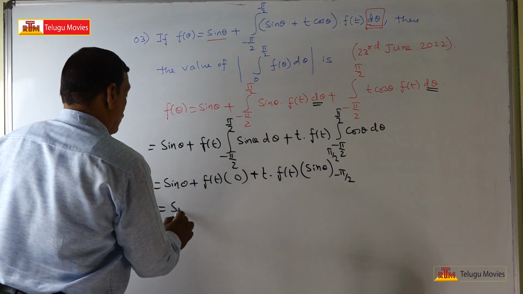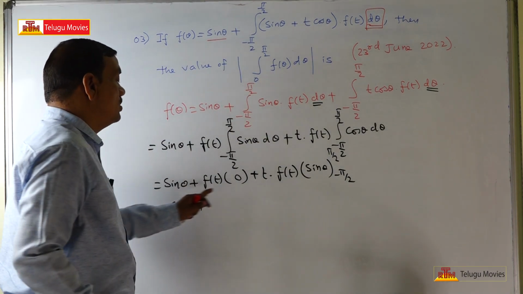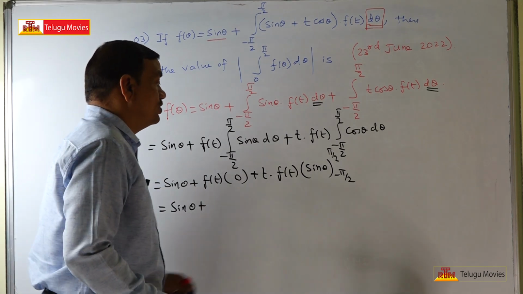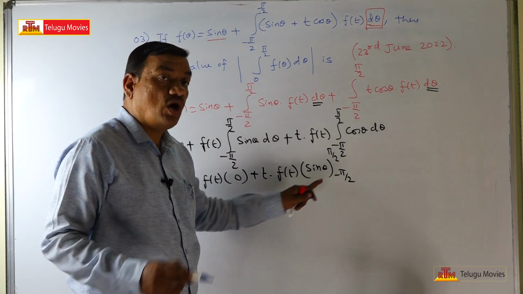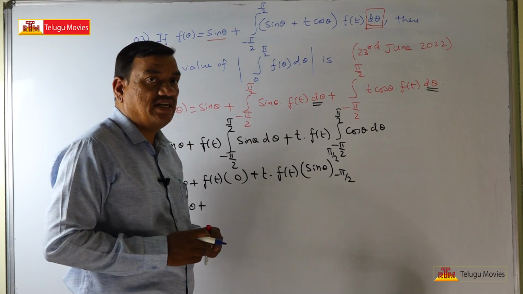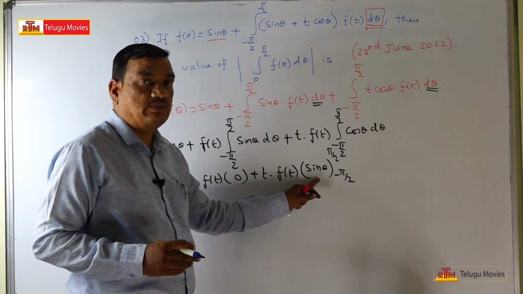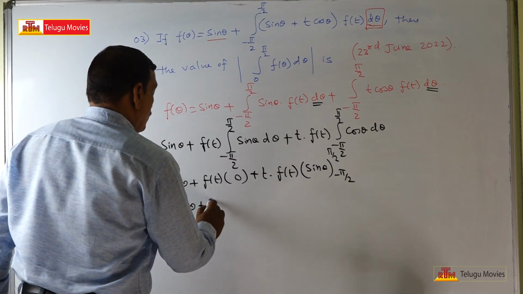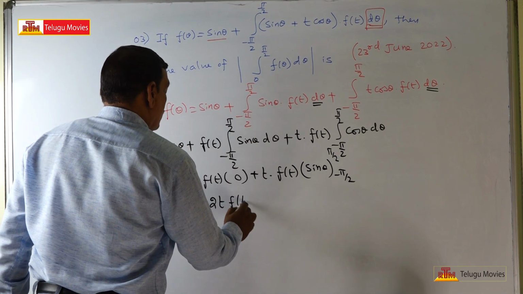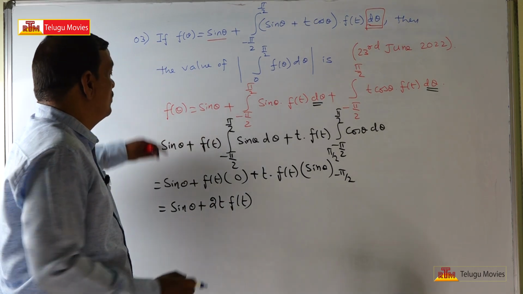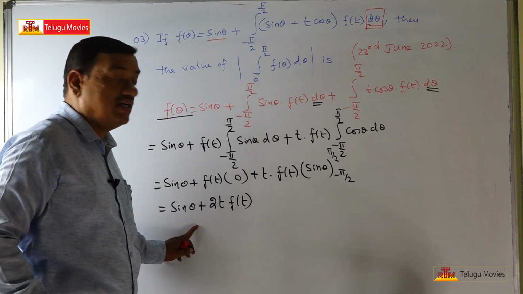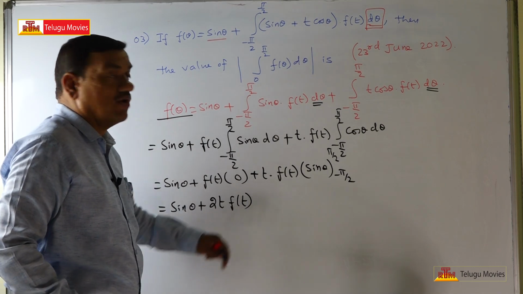So this is equal to sin theta. This whole thing will become 0. So this is sin 90 minus sin of minus 90. Sin 90 is 1, minus of minus 1, 1 plus 1, 2. So that is 2t f of t. So what is your f of theta value? Sin theta plus 2t f of t.